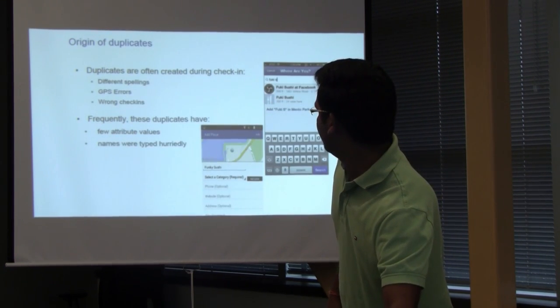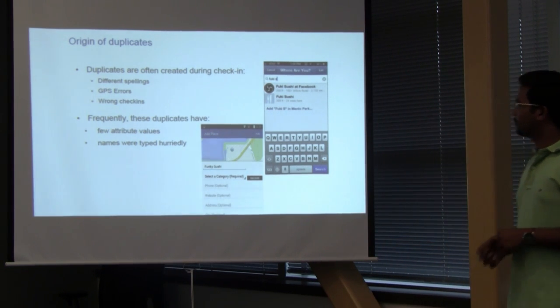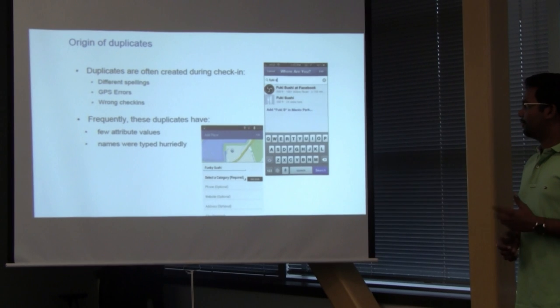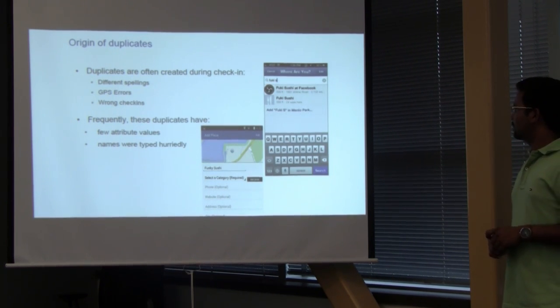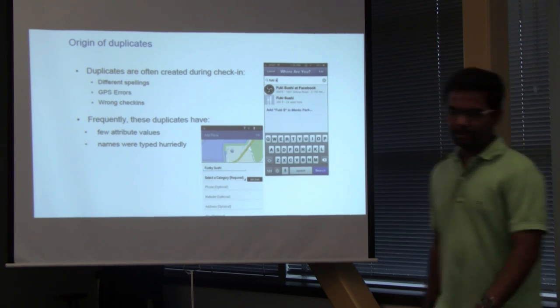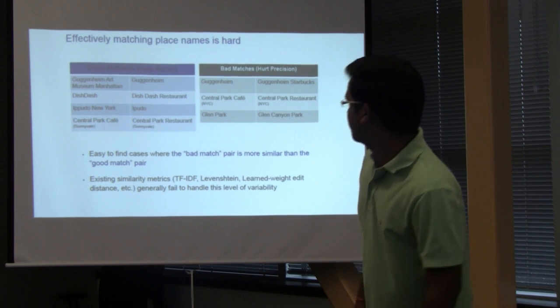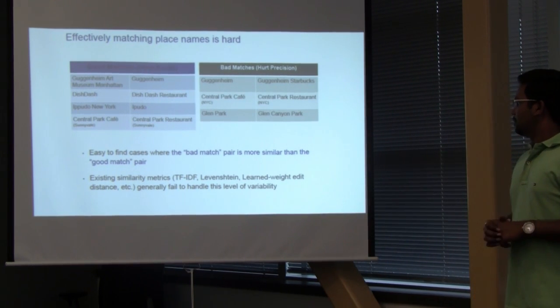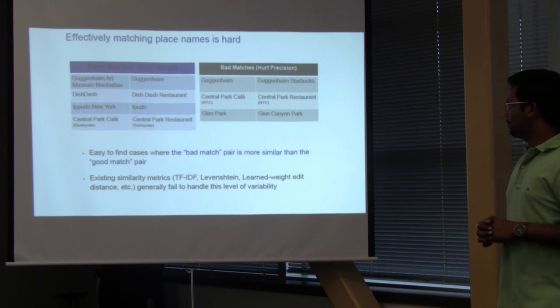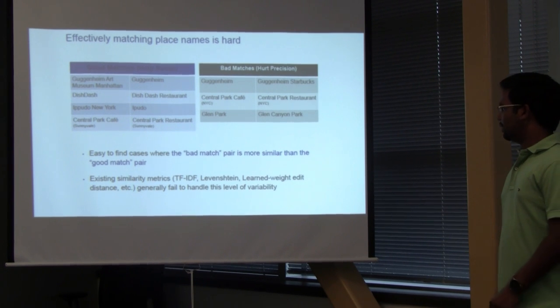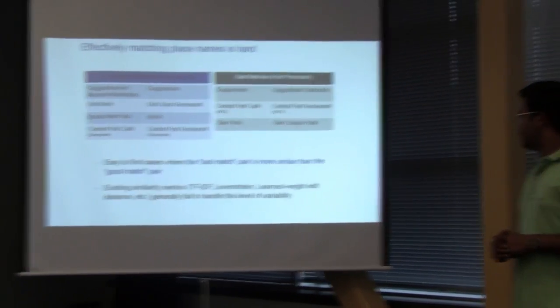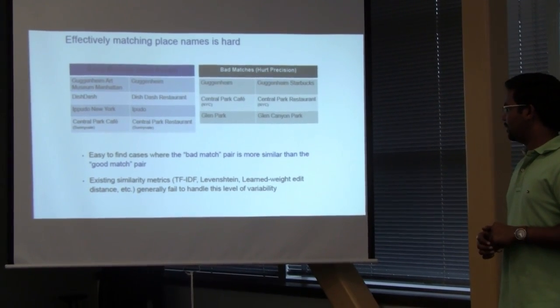So basically, where do these entities get duplicated? Duplicates are often created during check-in, through different spellings, GPS errors, and wrong check-ins. Frequently, those duplications have few attribute values. Names were typed hurriedly. So these are the origins of the duplications. When there is a bad match, it is easy to find cases where the bad match pair is more similar than the good match pair. And existing similarity metrics, TF-IDF, Levenshtein, Levenshtein-Bright, edit distance, generally fail to handle this level of variability.